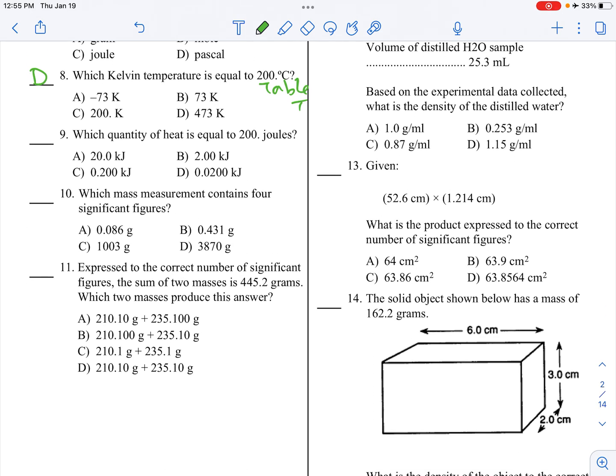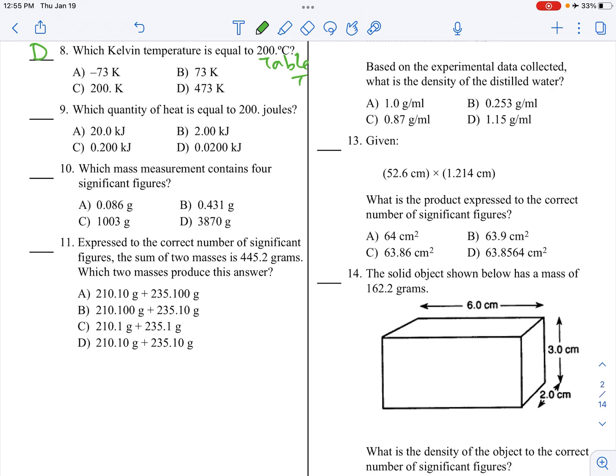Which quantity of heat is equal to 200 joules? So kilo, if you look on reference table C, kilo is 10 to the third, which is equal to 1,000. So 1,000 times larger. So 200 joules, if you remember dimensional analysis, 1,000 joules is in 1 kilojoule. So we're just going to divide by 1,000. 200 divided by 1,000, and you get 0.2 kilojoules. Choice C.